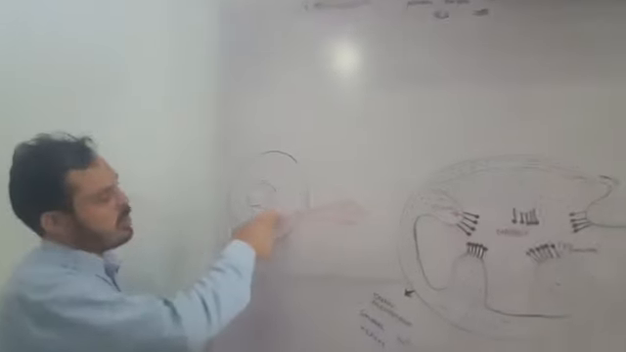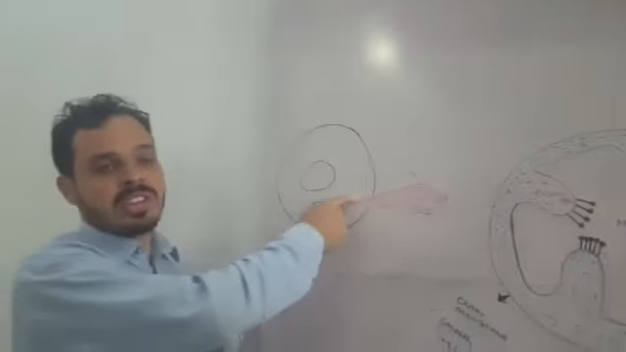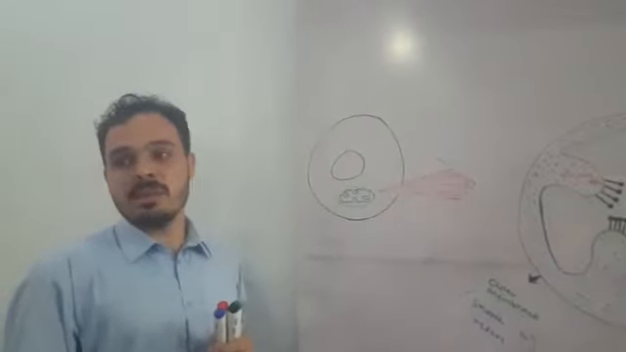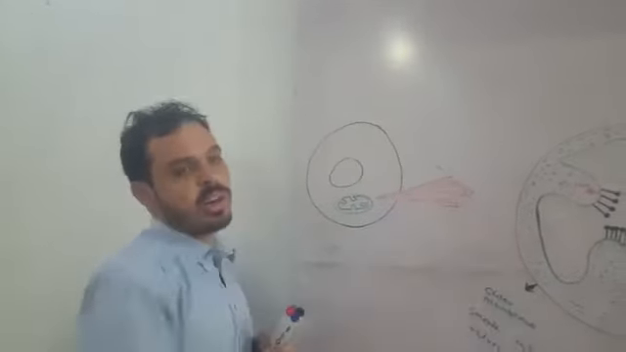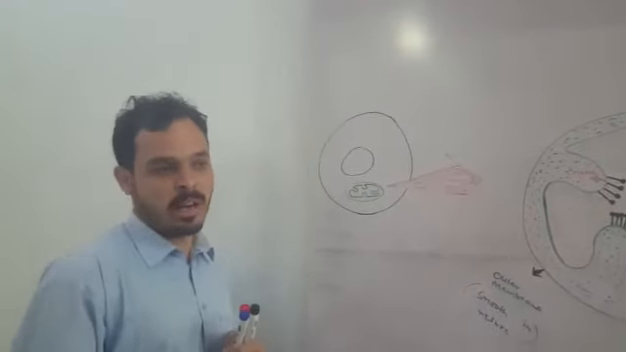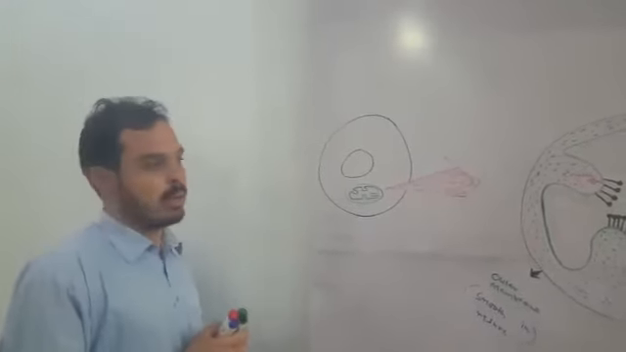Now, first of all, we will study the structure of mitochondria, then how mitochondria is formed. And in the second step, we will study the function of mitochondria, then how ATP is synthesized inside the mitochondria.